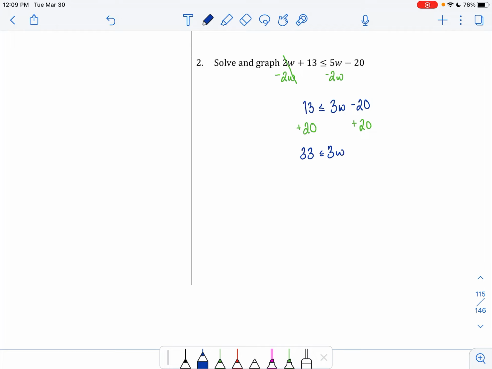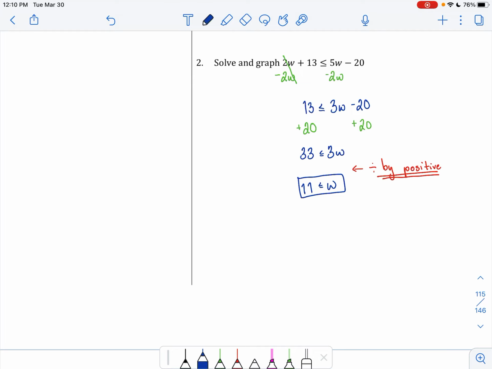Divide both sides by 3. And 11 is less than or equal to w. Notice how I didn't flip the inequality sign, because here we were dividing by a positive number. So it stays the same. So 11 is less than or equal to w.